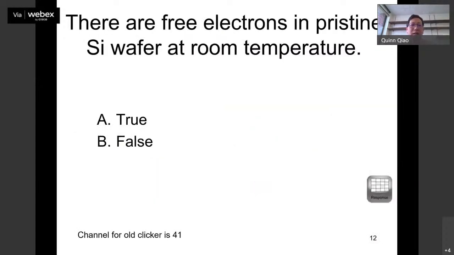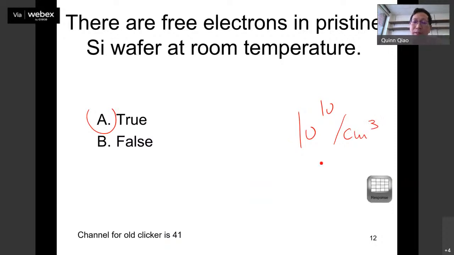Here's another question for you guys. Are there any free electrons in pristine silicon wafers? Because we talk about p-type doping and n-type doping, right? A dopant that is a negative charge or positive charge, right? Then the question here: are there any free electrons in pristine wafers? Since a pristine wafer is still a semiconductor, right? A semiconductor under room temperature always has so many activated free electrons, right? So the answer here is true, because the free electrons will be 10 to the power 10 per square centimeter, okay?